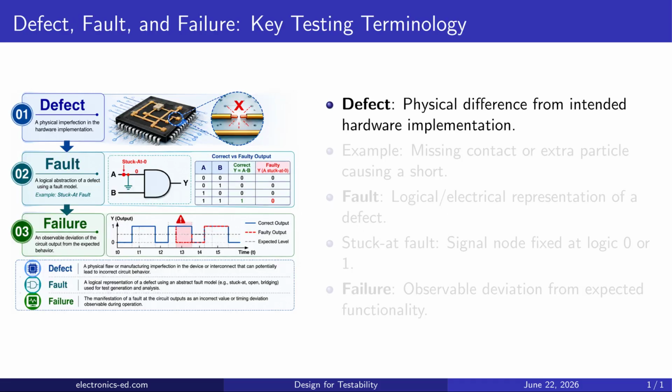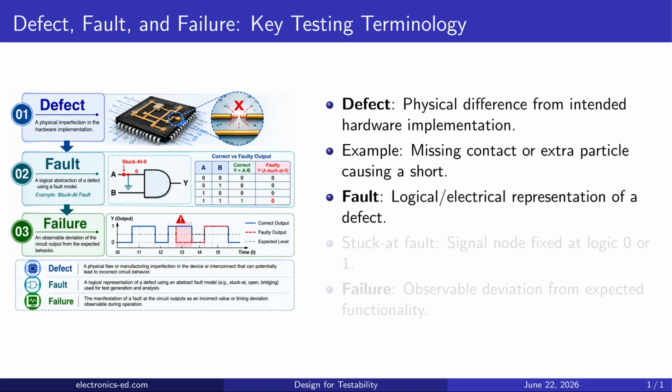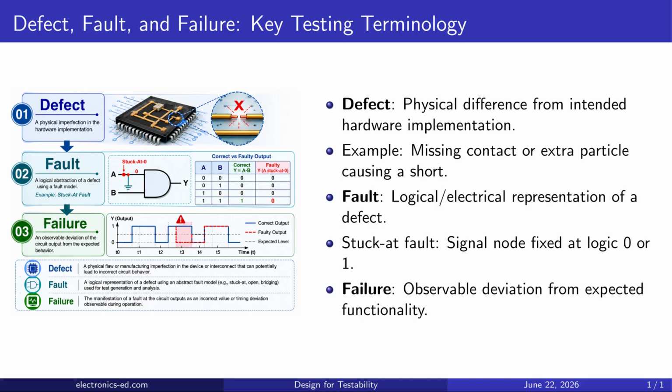A defect is a physical difference from what we intended in the hardware. For example, a missing contact or an extra particle might cause a short. A fault is the logical or electrical model of that defect. A classic example is a stuck-at fault, where a signal node is permanently at 0 or 1. Finally, a failure is when we actually observe the chip behaving incorrectly.